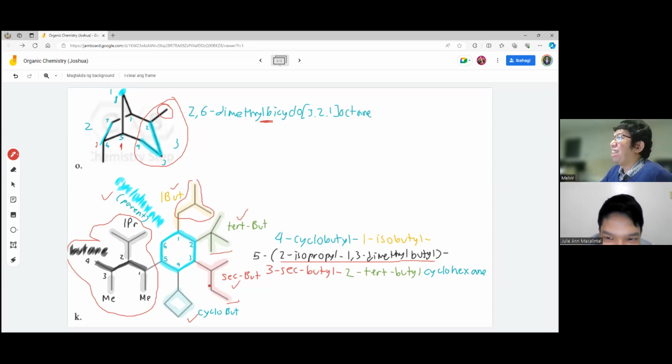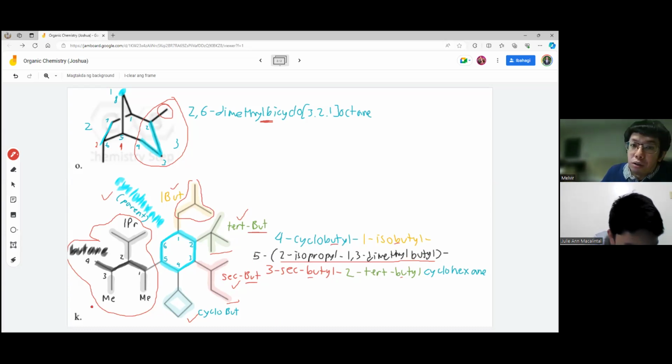However, arranging them alphabetically, do we include sec and tert in the alphabet? Okay, no. Good. So tert-butyl and sec-butyl, they're both B. How about cyclo? Do we include them in alphabetical arrangement? They're all butyl. Butyl, butyl, butyl, butyl, butyl. Right? So that's good. You know that sec and tert are not considered when arranging the substituents alphabetically. How about cyclo? Yes, cyclobutyl, so it's letter C, so you can't contest that because it's letter C. So far, tert and sec are still competing.